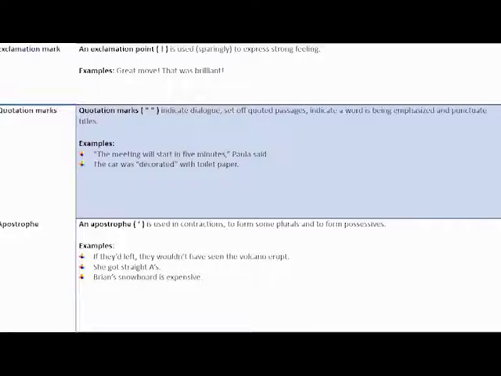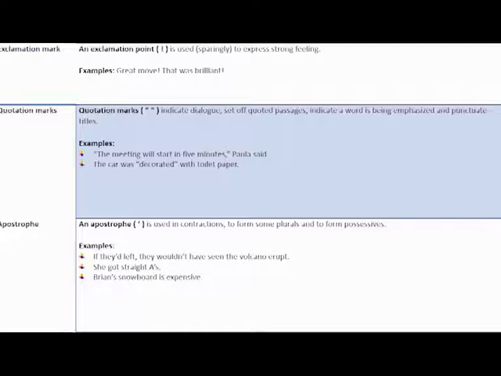And then we have the apostrophe, which is used in contractions, to form some plurals, and also to form possessives. For instance, we have a sentence that says, "If they'd left, they wouldn't have seen the volcano erupt." In this first sentence, we use the apostrophe in the word they'd and also in the word wouldn't. Why? We use it to show these words are contractions. Wouldn't is a contraction of would not.